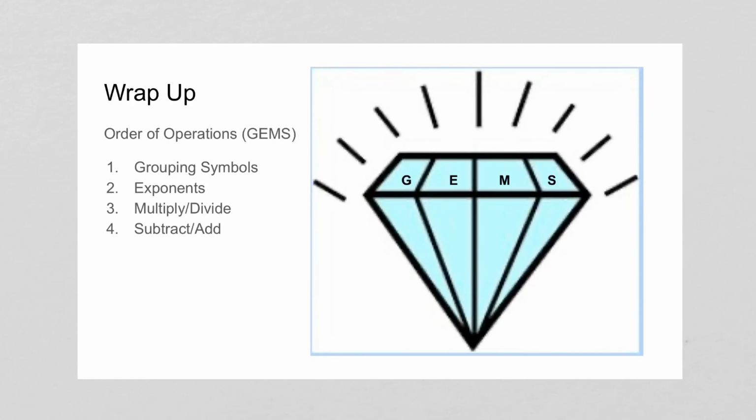Okay, let's wrap this up by just remembering that we are dealing with gems to help us remember the order of operations, where we first will look for grouping symbols like parentheses, brackets, or absolute value. Then we will look for exponents, which is a base to a power. Then we will multiply or divide from left to right. And then we will subtract or add from left to right.